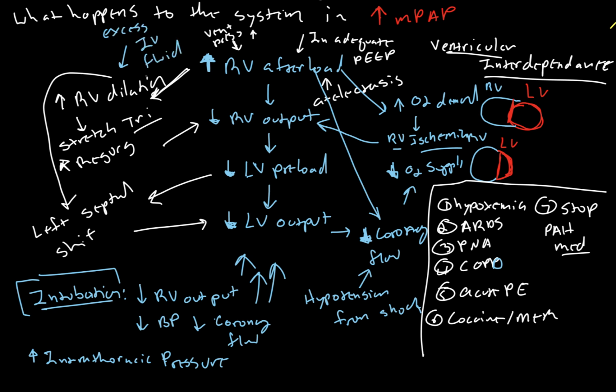Okay, and that makes sense, right? Because let's say they're shocky, they're hypotensive, we haven't really figured out what was going on with them yet, so they're getting some fluid. They're getting 500 cc's, they're getting boluses and boluses.